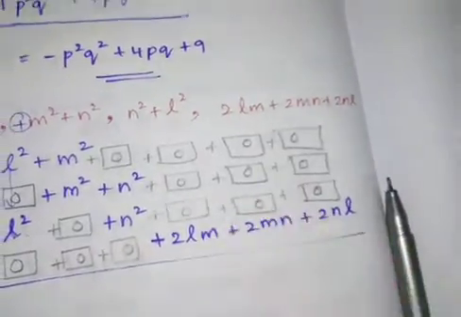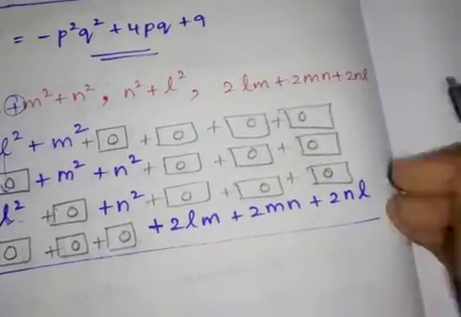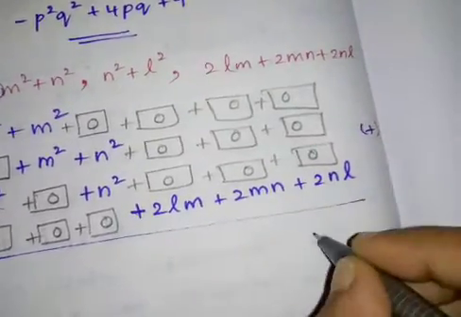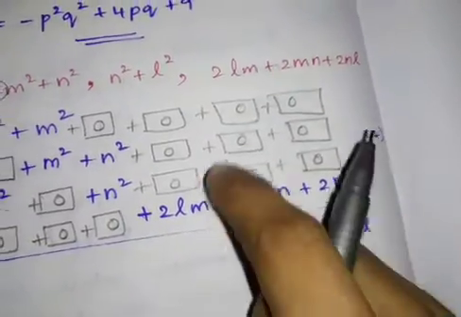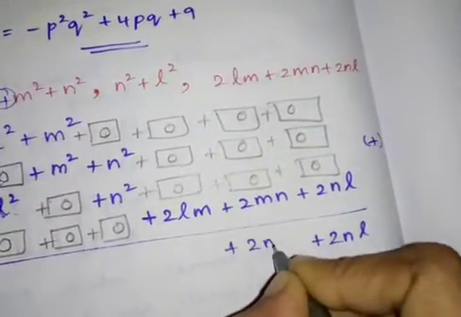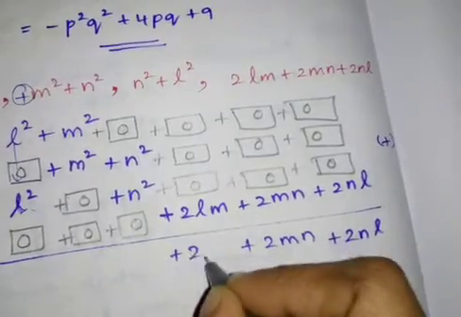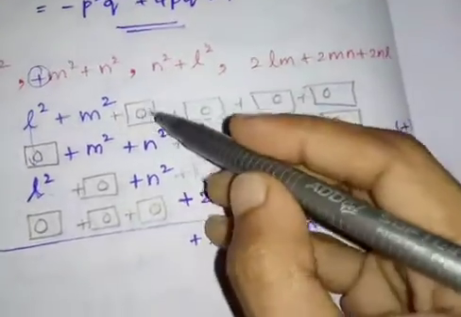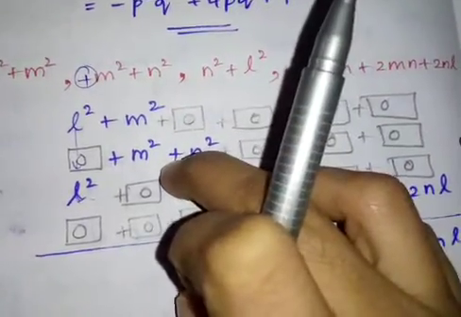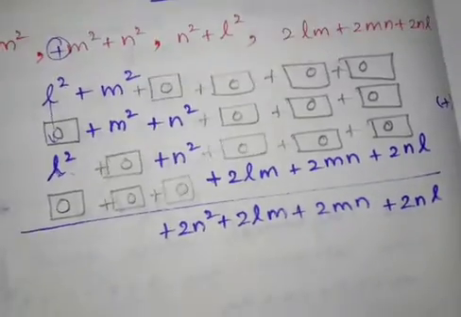Okay. Now I have filled everything. Now, just do the addition as usual. Plus 2nl. 0 plus 0 plus 0 plus 2mn is plus 2mn. 0 plus 0 plus 0 plus 2lm. Now, don't consider the variable. 0 plus 1, 1. 1 plus 1, 2. For plus 2n square.